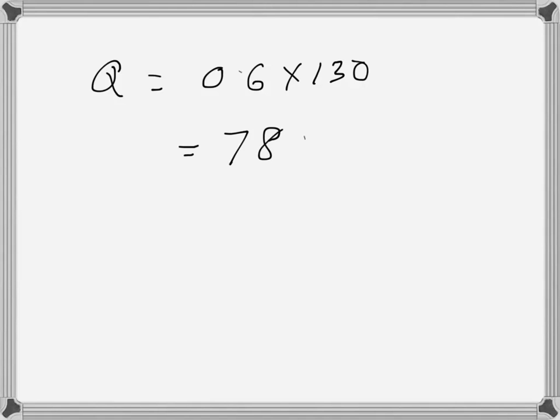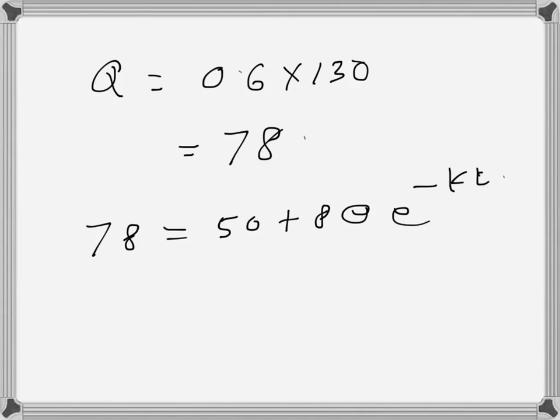Lastly, we have to find after how many years it decreases by 40%. So when it decreases by 40%, 60% will remain, so that is 0.6 times 130, and we get 78. So what will remain is 78, and then 50 plus 80 again, e to the power minus kt. I will just write k for the time being.